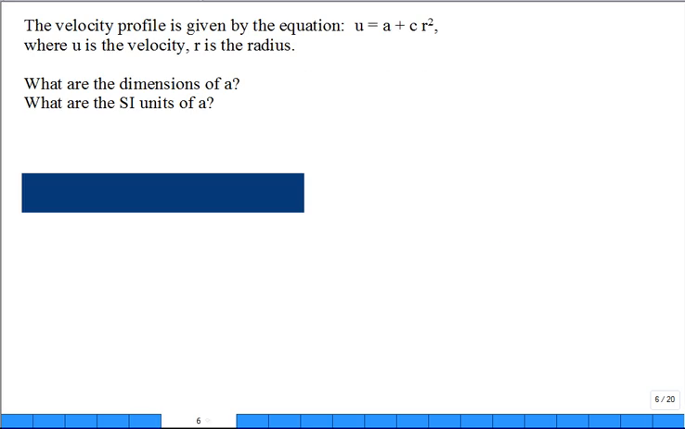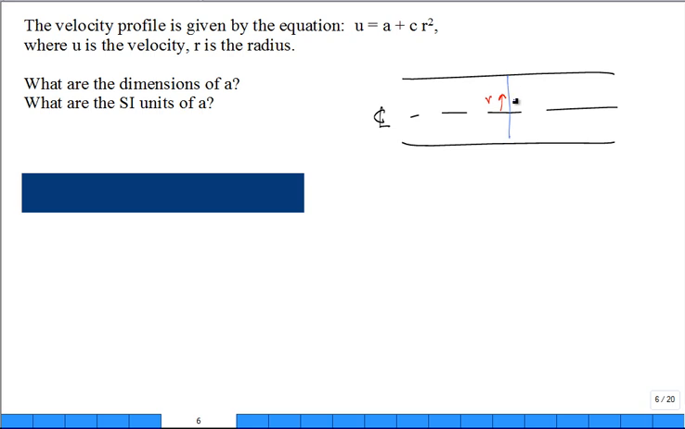Velocity profile is given by the equation. So think of a pipe. You have the center line of the pipe, and you have the radius going out. And so the velocity going down the pipe has this profile. It's highest in the middle, and then it goes out. So this equation is u is equal to a constant a plus a constant c times r squared. So the velocity is a function of the radius, measured from the center line going toward there. Okay, so u is the velocity, r is the radius.